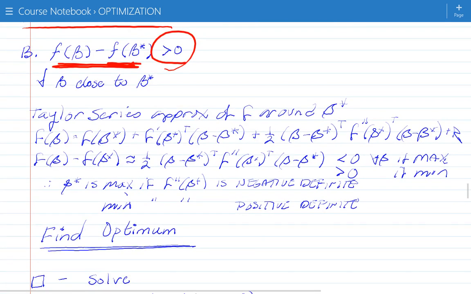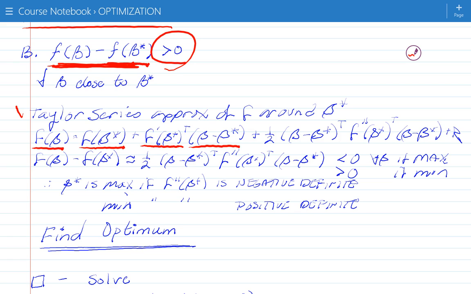Now this is key, this idea of f at beta minus f at beta star being greater than or less than 0. We can see this in a mathematically pragmatic way by considering the Taylor series approximation of f around beta star. So f at any beta is equal to f at beta star plus the gradient at beta star times the distance between beta and beta star.